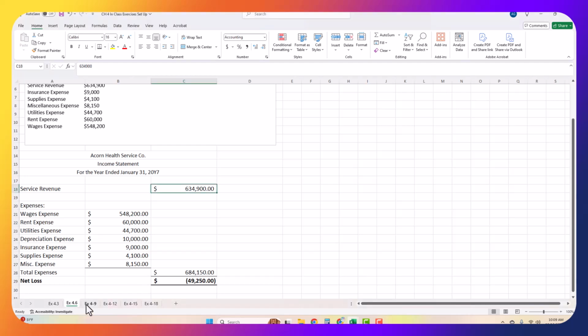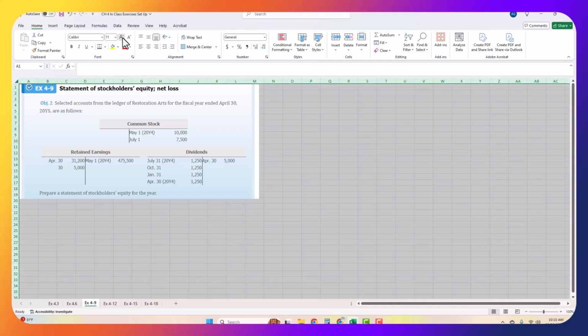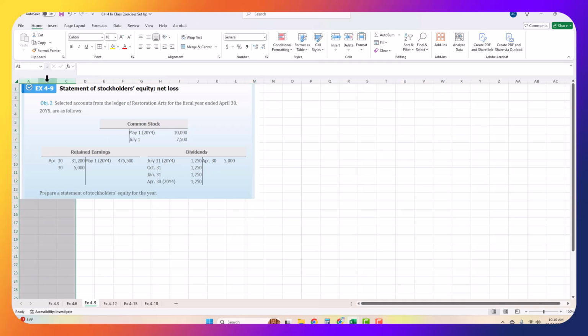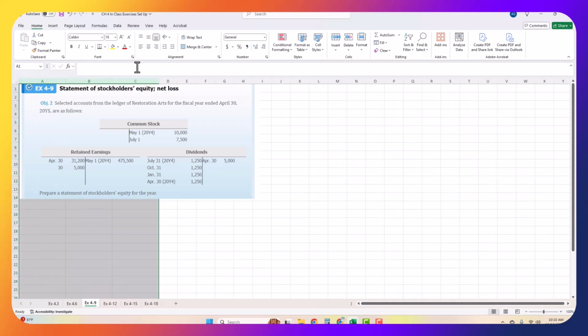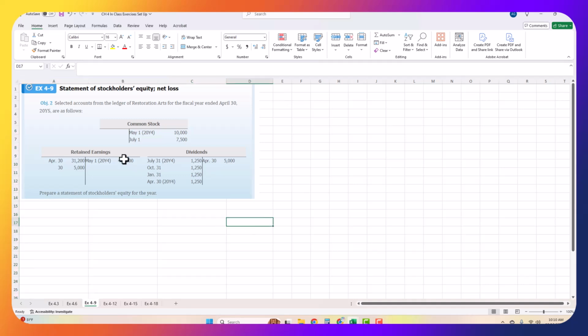The next problem we're going to do is a statement of stockholders' equity with a net loss. So now we're talking about what if they lose money. All the other examples we've done in class have been them making money, profit. So let's talk about an example of a statement of stockholders' equity if there is a loss. All right, so these are the ending accounts, right?